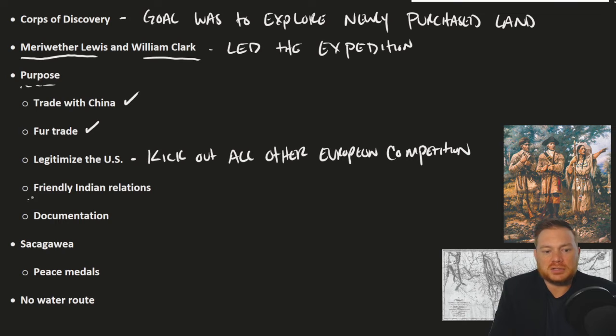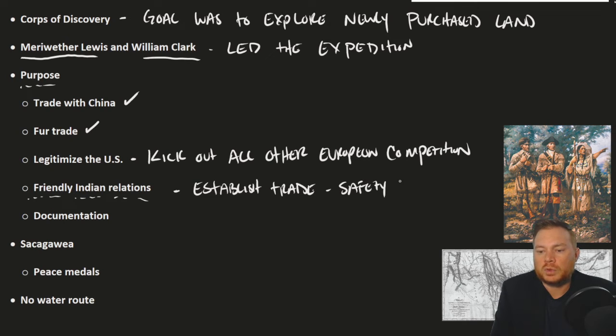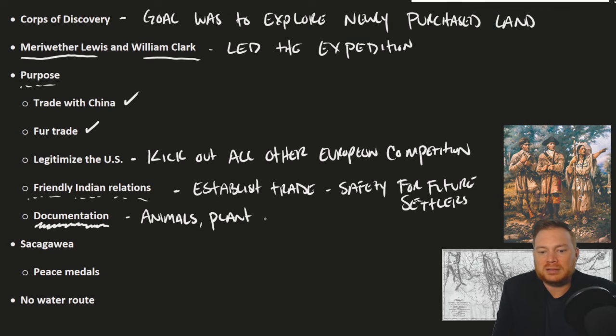The United States and Thomas Jefferson also ordered Lewis and Clark to establish friendly relations along the way. This was for the purposes of establishing trade and for ensuring safety for future settlers. Peaceful relations weren't always established, but at least in many cases that was the goal. And simply just to document everything. A lot of this was a fact-finding mission in some senses. So document the various types of animals, the various types of plant life, document the geography.